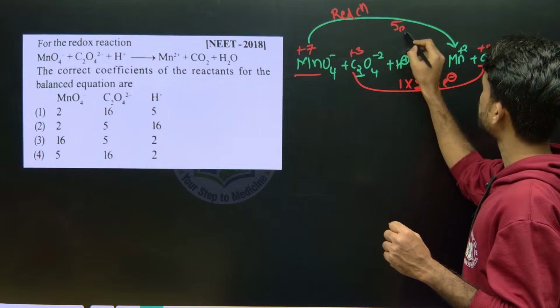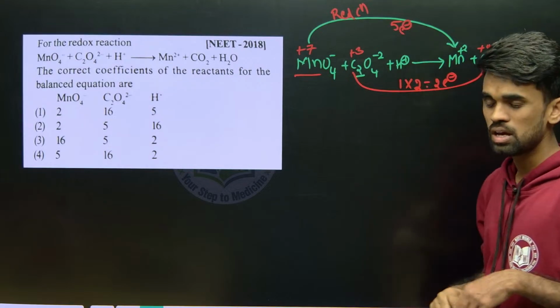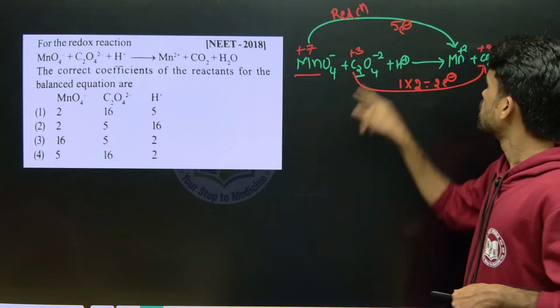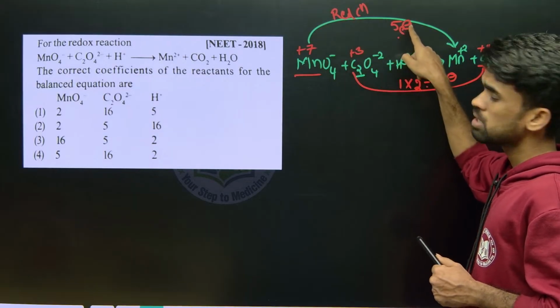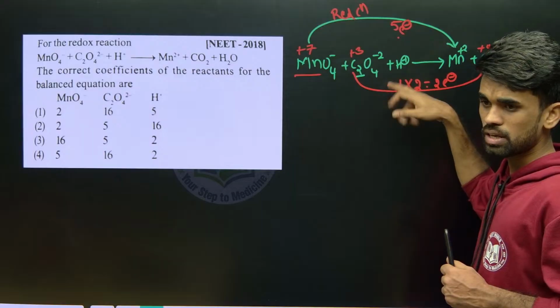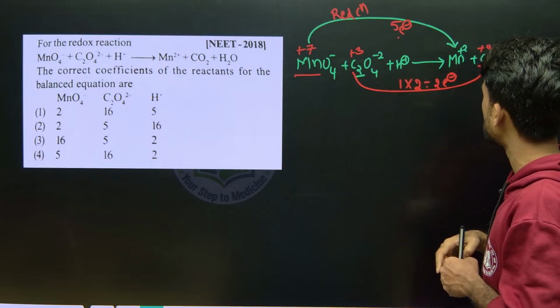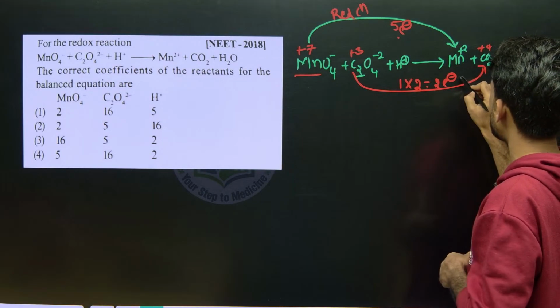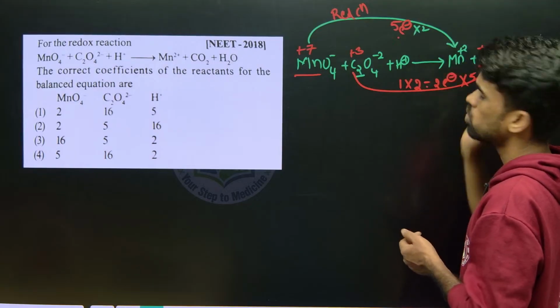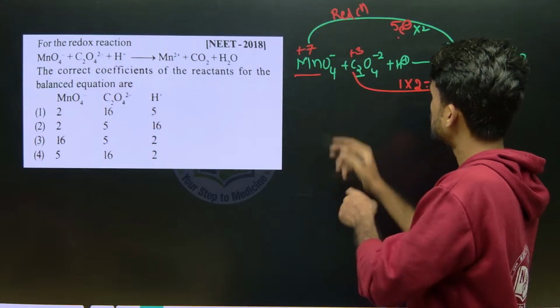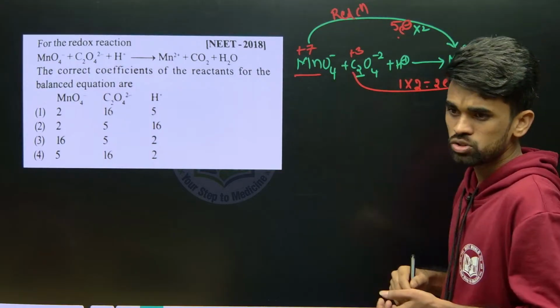See, here it is 5 electrons, here it is 2 electrons. Are the numbers equal? Electron numbers are equal? No. The lost electrons here should be the same as the gained electrons in the reduction. So to make that happen, multiply the reduction equation with 5 and the oxidation equation with 2. So what will we get here? You multiply this reduction equation with 2.